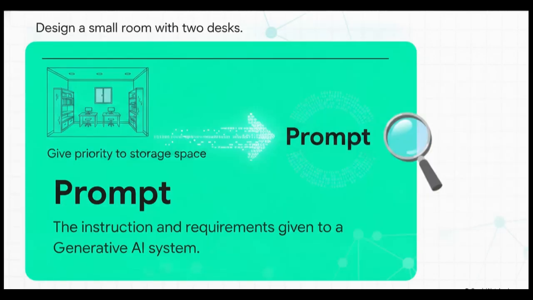Which brings us to a term you have definitely heard by now, the prompt. A prompt is quite simply the instruction and the requirements you give to the AI. Let's go back to our room analogy. If your prompt is design a small room with 2 desks, you're going to get one specific result. But if your prompt changes to give priority to storage space, your result completely changes. The quality of the output isn't just up to the AI, it depends heavily on the clarity of your instructions.